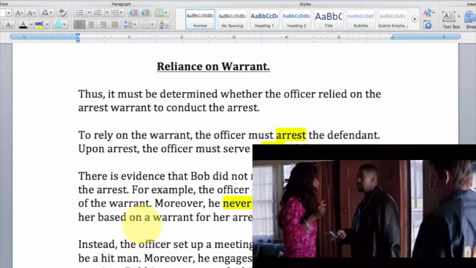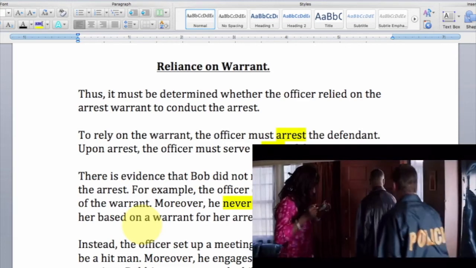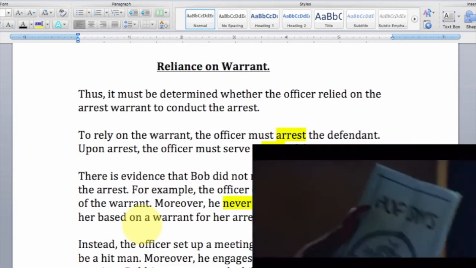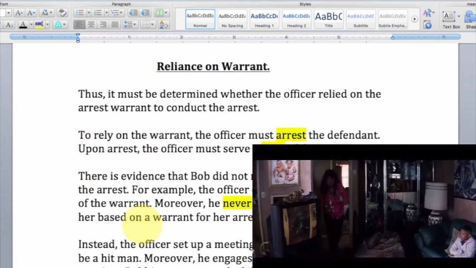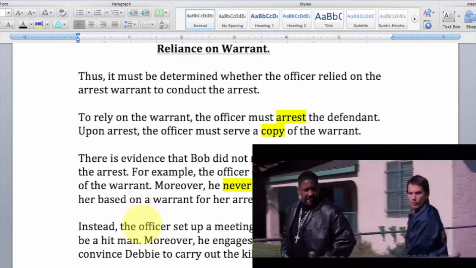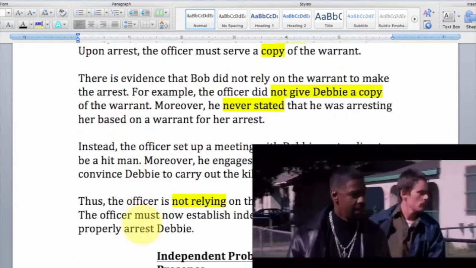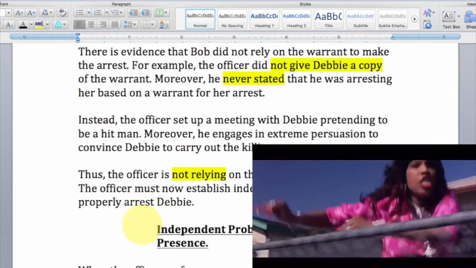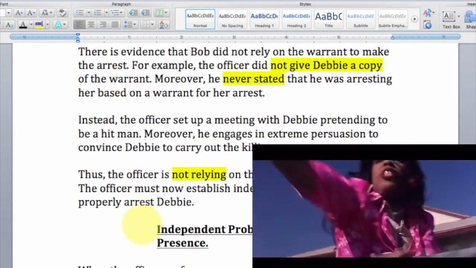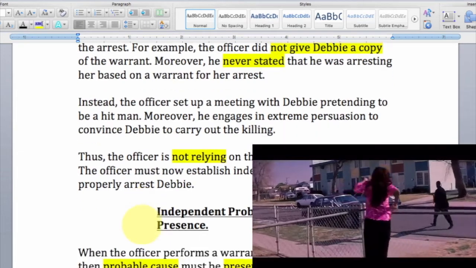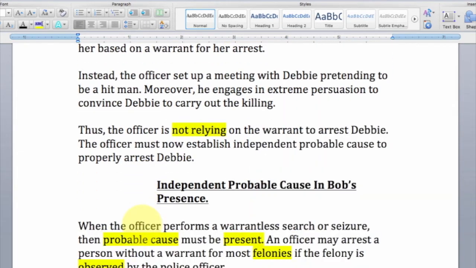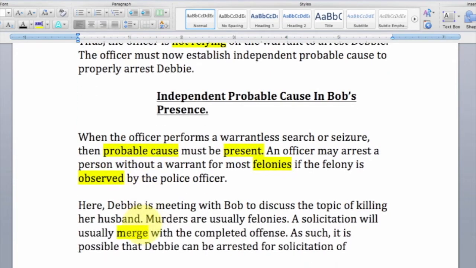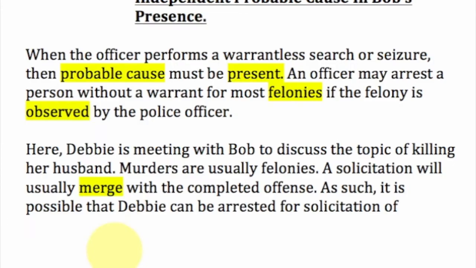But let's keep going. So how does an officer rely on a warrant? They must serve a copy to the defendant. And here it seems like the facts state that Bob never gave Debbie a copy of that warrant. He never even said, hey, there's a warrant for your arrest. And the police can do that, but if they do that, they must then present probable cause through independent sources. And let's see if there's probable cause there.